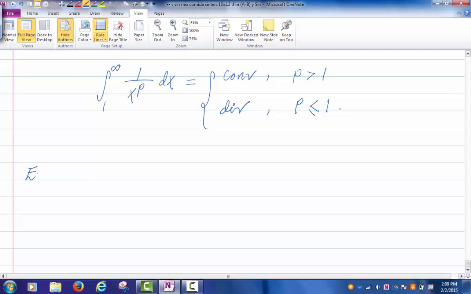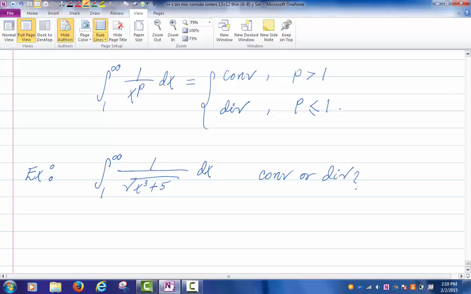So here's an example. Let's say I have the integral from 1 up to infinity of 1 over the root of x cubed plus 5 dx. That's all. The question is not to evaluate. The question is: is it convergent or is it divergent? We don't care about the value. We want to know if it is convergent or divergent.